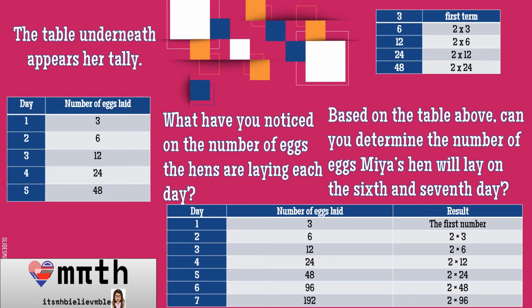Since we have noticed that the eggs are being doubled each time, so we ended at the 48 eggs that are being laid on the 5th day. If we're going to double it up, that will be 2 times 48, that will be 96. So the eggs that are laid in the 6th day will be 96. And 96, if we double it up, that will be 192. Therefore, on the 7th day, we have 192 eggs that are laid.